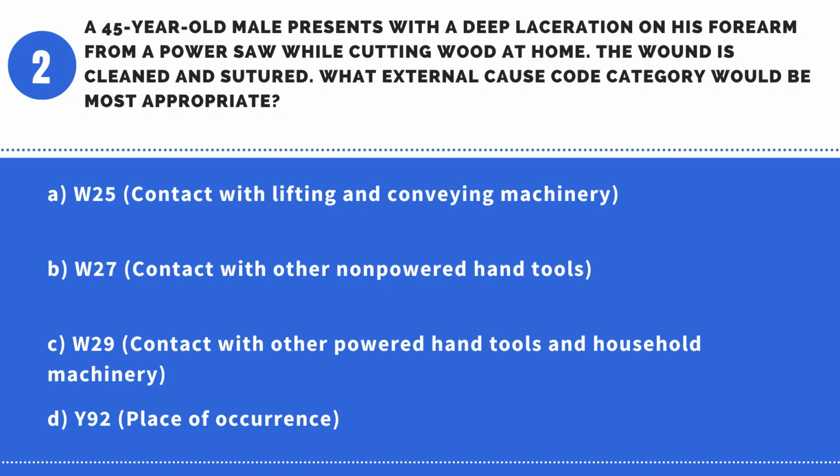A. W25, contact with lifting and conveying machinery. B. W27, contact with other non-powered hand tools. C. W29, contact with other powered hand tools and household machinery. D. Y92, place of occurrence.